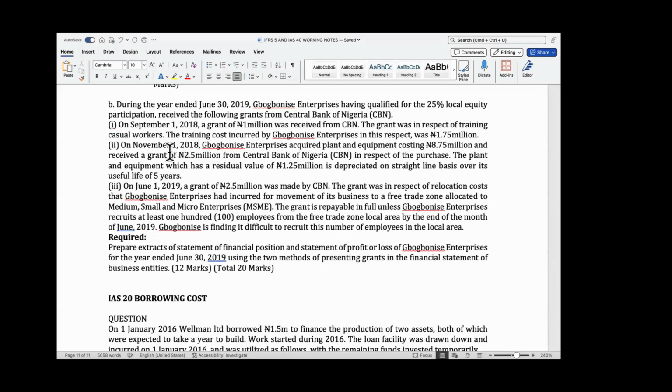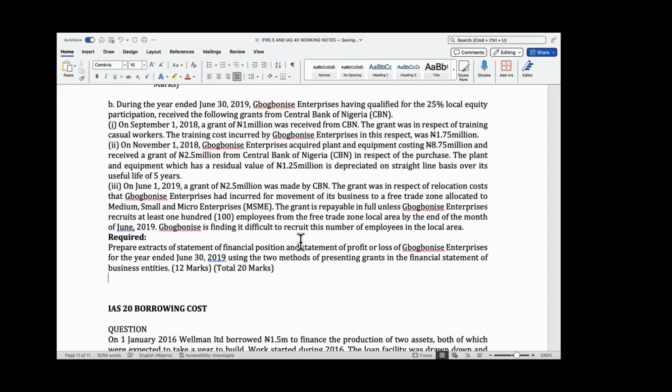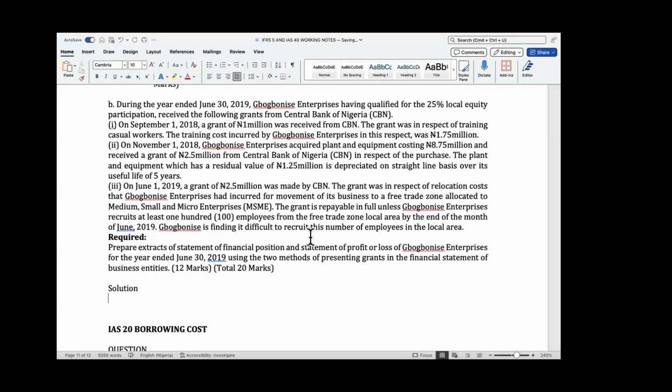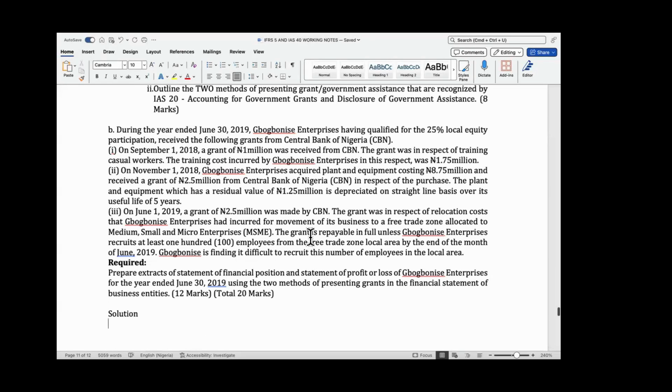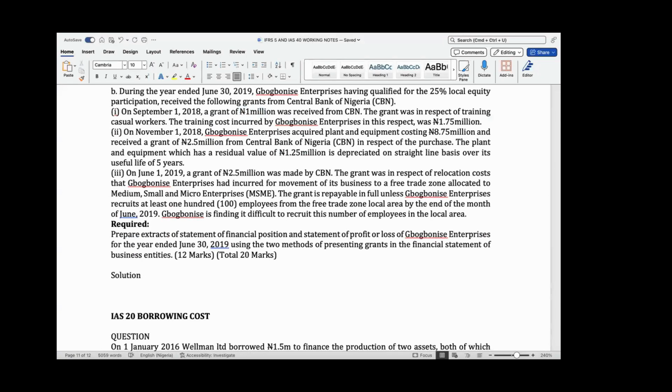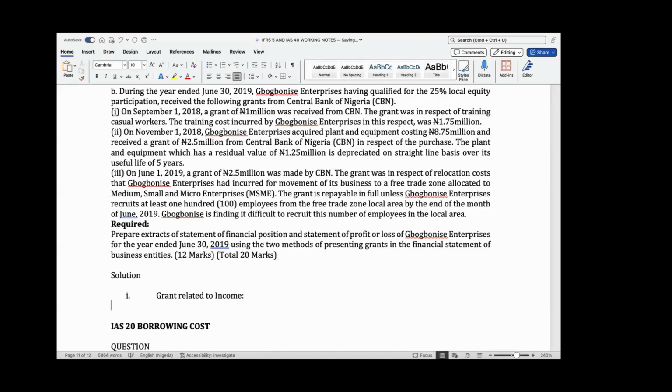Okay, so we are asked to present an extract of these statements using the two methods. So let me start with the first. We're going to use two methods depending on whether it's a grant related to assets or a grant related to income. Let's look at each of these grants. The first one, they gave him a grant of 1 million and it was in respect of training. So this first one is a grant related to income, because it has nothing to do with assets.